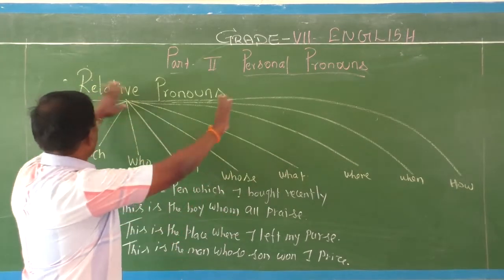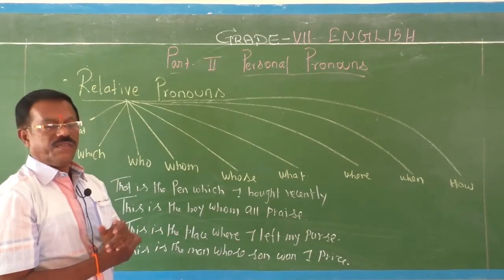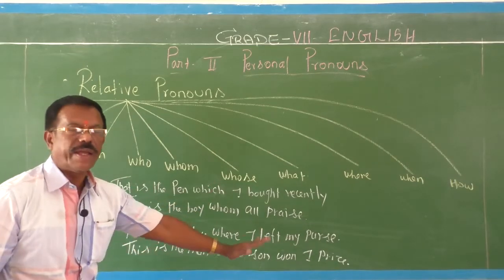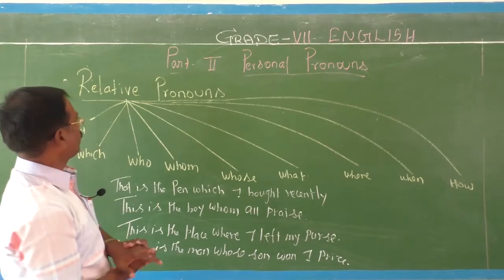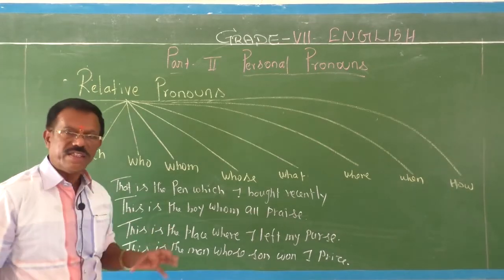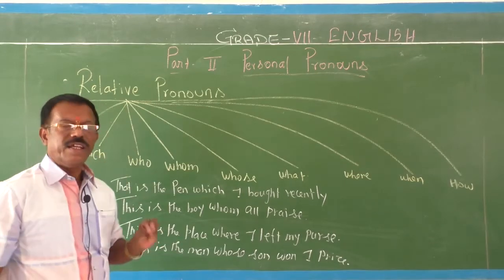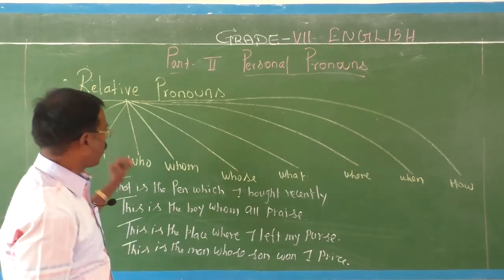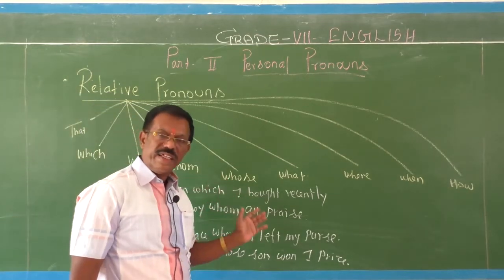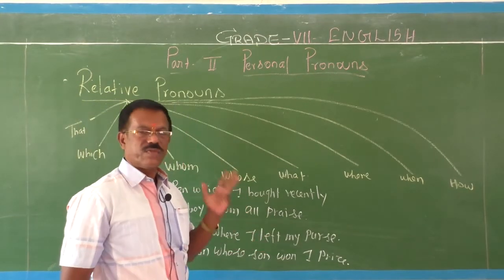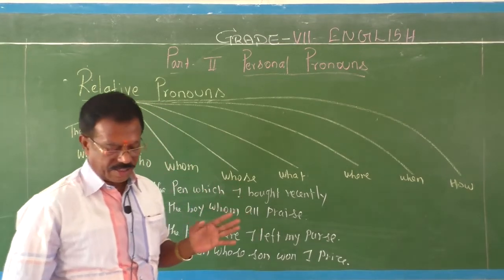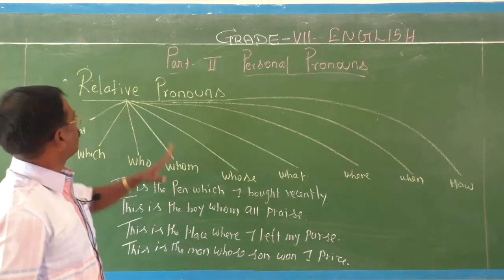Okay children, so they are all called relative pronouns. We call them so because they relate the antecedent with the remaining part of the sentence. Therefore they are called relative pronouns. That and which we use to refer to things, whose we use to refer to persons, what to refer to reason, where to refer to the place, when to refer to time, how to refer to manner. Okay children, now I hope you could understand what a relative pronoun is.